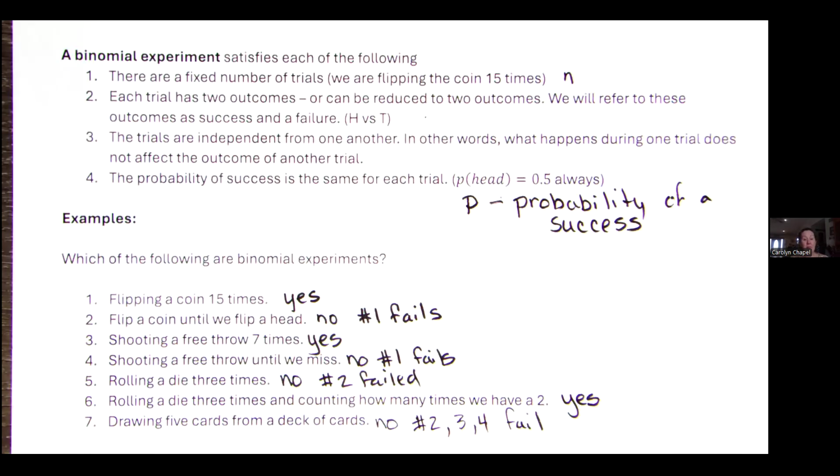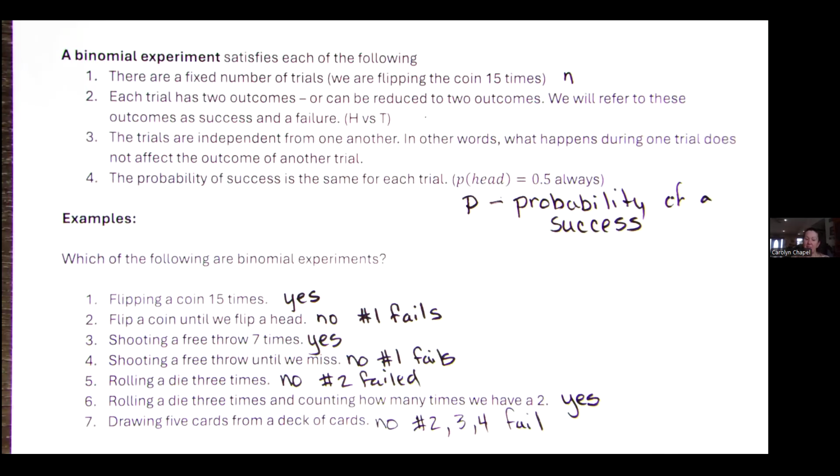Number 7, drawing 5 cards from a deck of cards is not a binomial. We have way more than 2 outcomes, but we can restrict it to 2 outcomes if we want. So maybe I want to know, is it a heart or not? If I'm looking at that, I could fix number 2. Number 3 doesn't work either, because what I draw on the first card can affect what happens the second time, unless I put the card back in. So I can fix that as well.